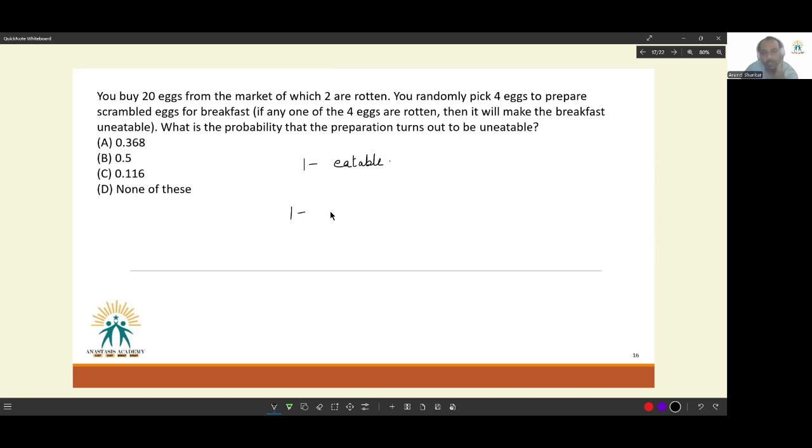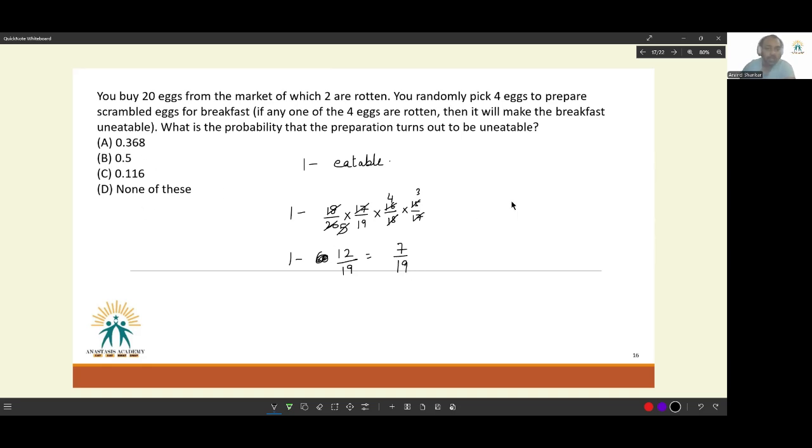So 1 minus the first egg is 18 by 20. Second egg is 17 by 19. Third egg is 16 by 18. And the final egg is 15 by 17. 1 minus this, 18 and 18 gone, 17 and 17 gone. This becomes 5. This becomes 4. We get 1 minus 16. Oh, I can further reduce this. 1 minus 12 by 90, or the final probability is 7 by 90.